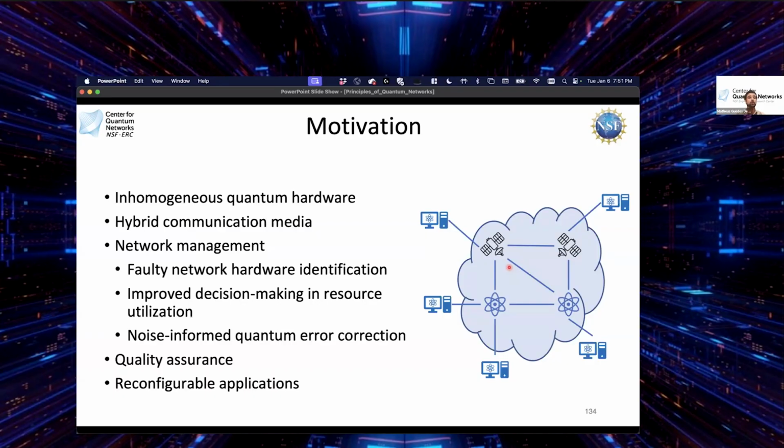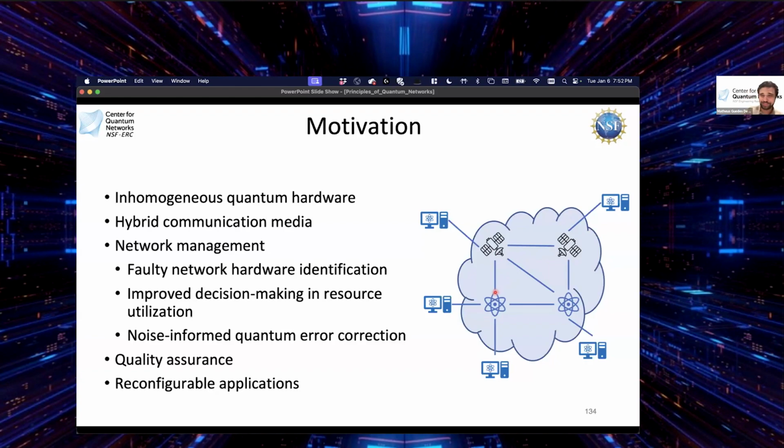Moreover, one thing that we can do is perform noise-informed quantum error correction, because in principle, we would like to have the description of the actual quantum channel in the mathematical sense that represents the noise process for each one of the links in the network. And this will allow you to improve decoding by knowing what errors are more likely to occur.